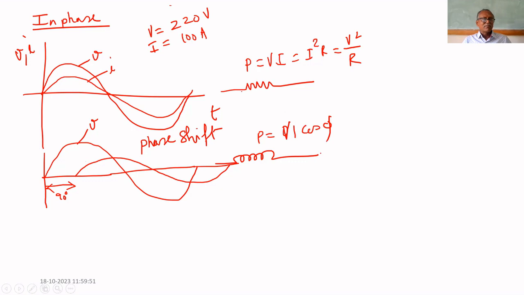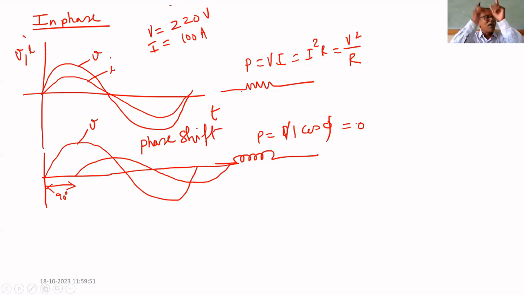The phase shift is there. Cos 90 becomes 0. That's why power loss equals 0. No power loss. Power loss means it must get heated. Resistance means there will be a power loss, which means it will get heated. But it won't get heated, that's why power loss equals 0.